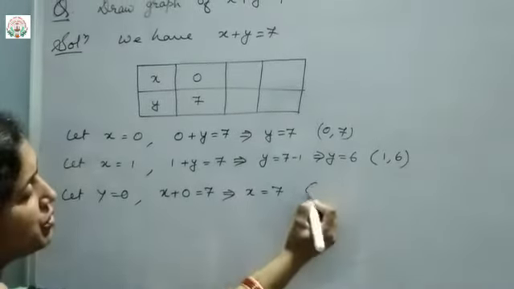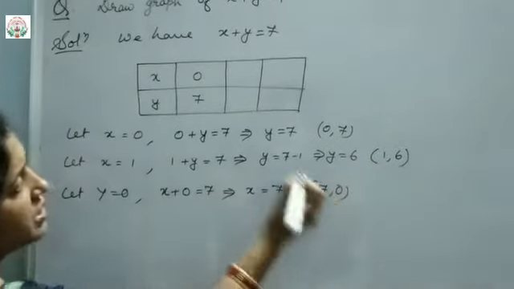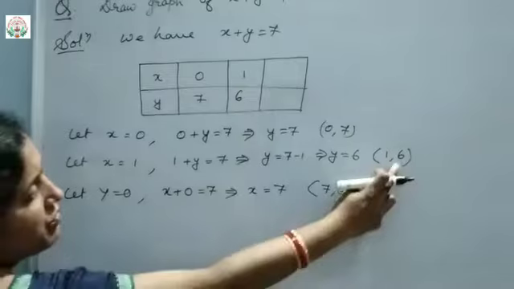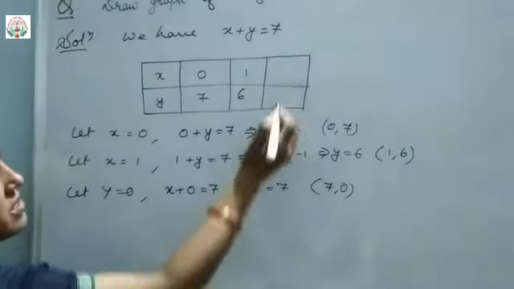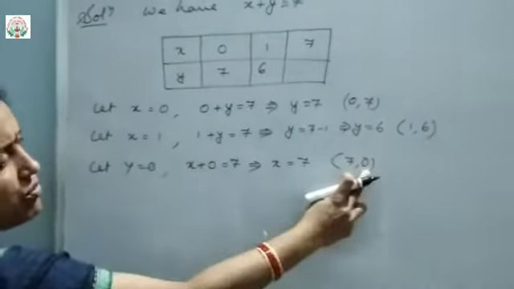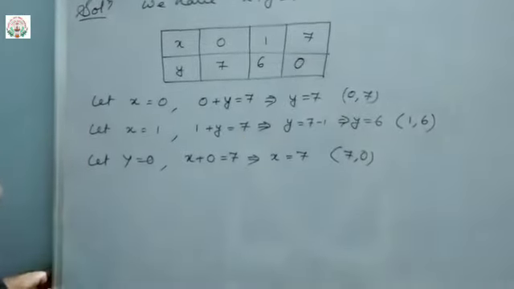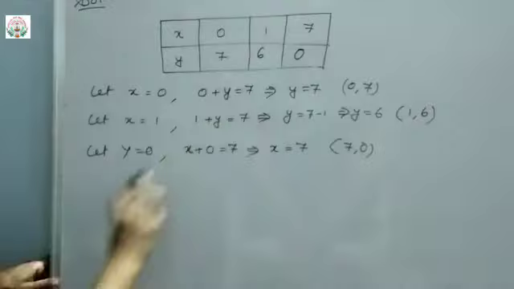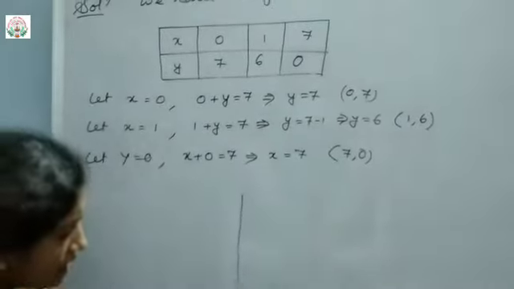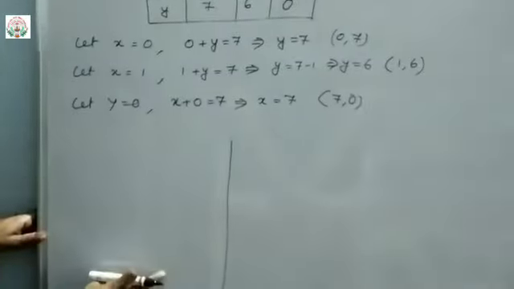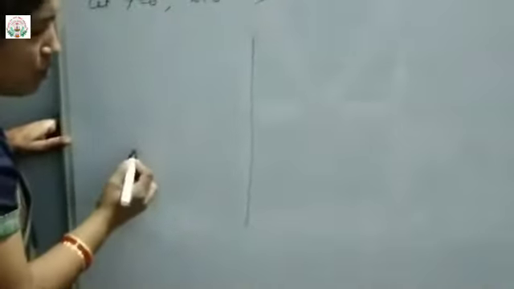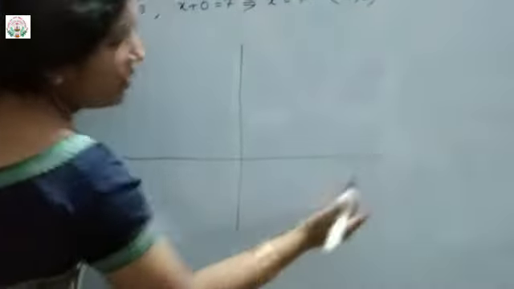So now next point will be what? 7, 0. That means here the points will be when x is 1, what is y value? That is 6. When x is 7, what is y value? That is 0. So these 3 points we got. Now with these 3 points we will plot the graph. Draw the line again. In the graph paper only you will draw these questions. Okay, exercise questions, graph you will draw in graph paper.